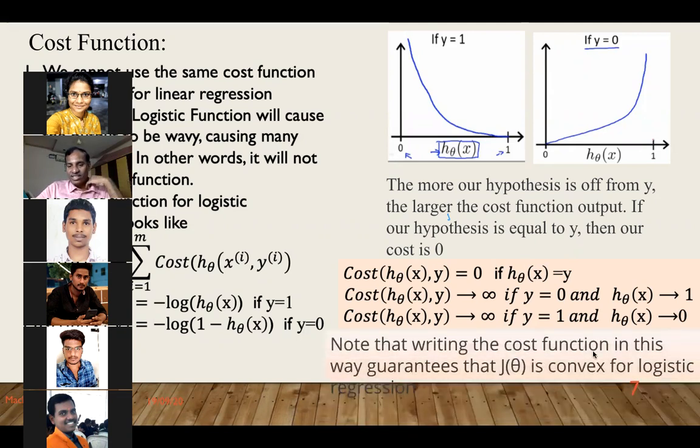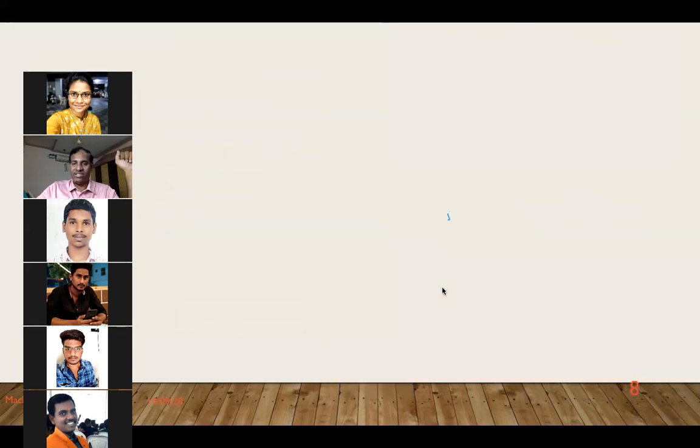Note that writing the cost function in this way guarantees that J theta is convex for logistic regression. So it makes only one minimum for the entire thing, so that we will not fall into a local minimum. We want to convert the whole function into a convex one by taking this J theta in this form. It converts the logistic function into a convex function.